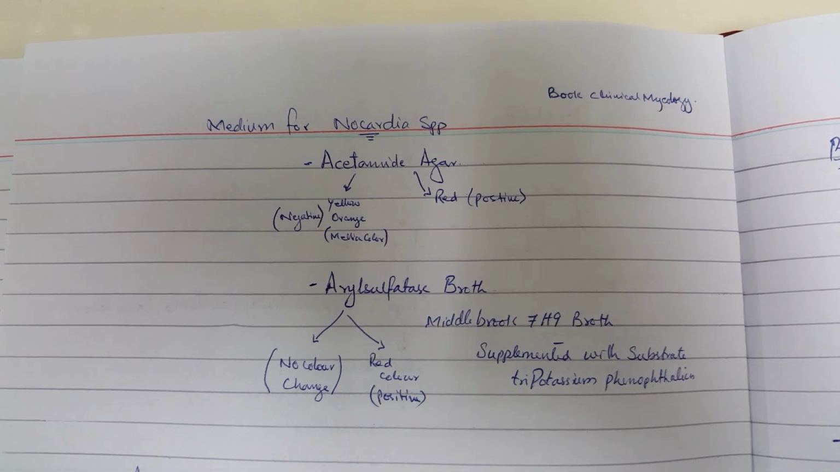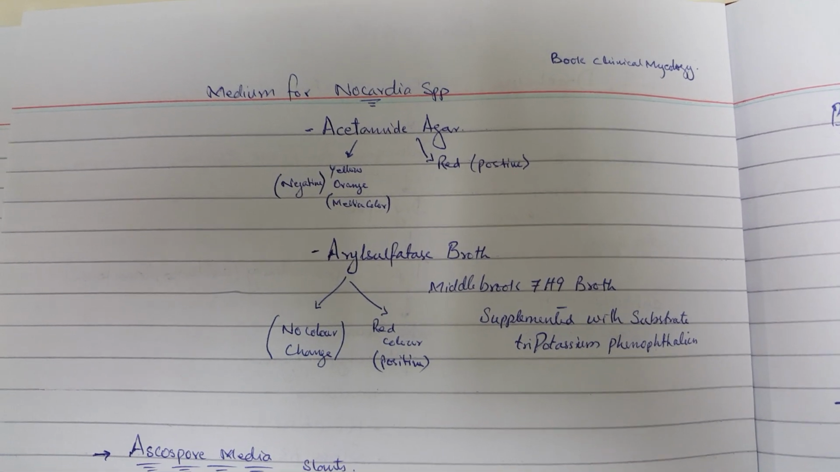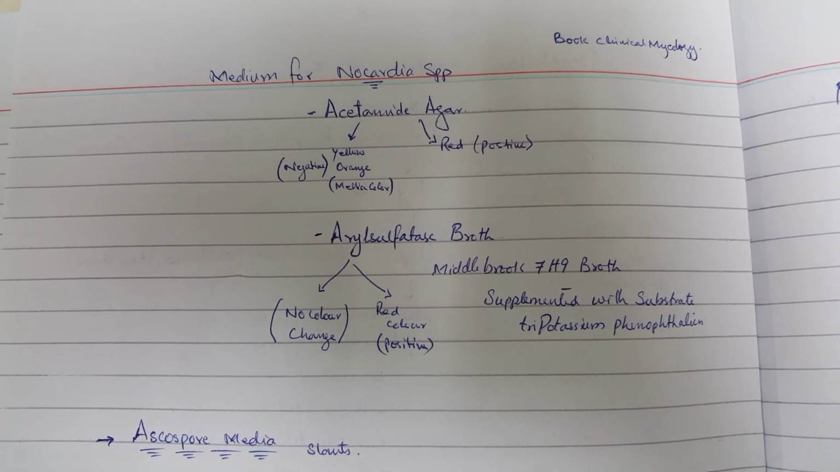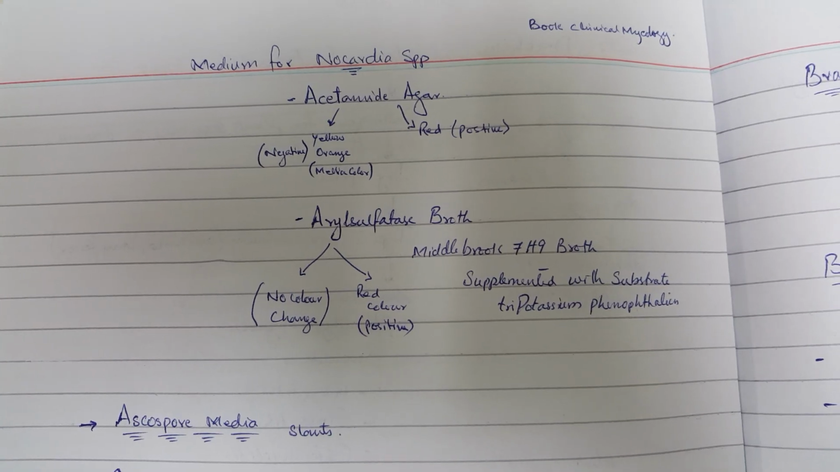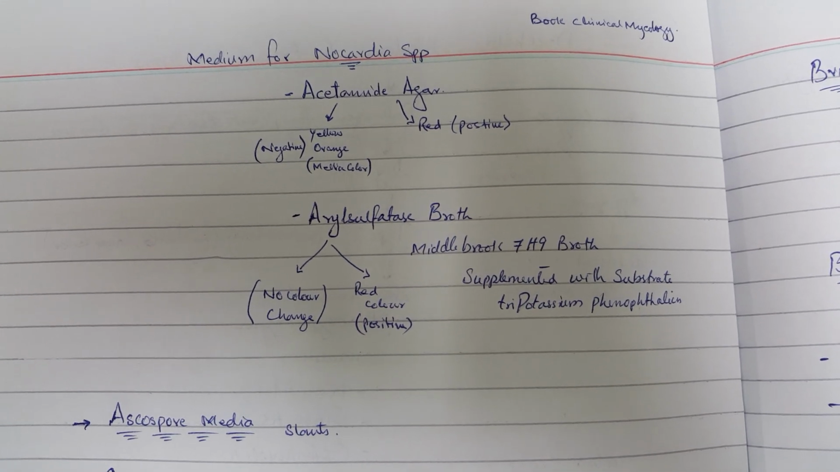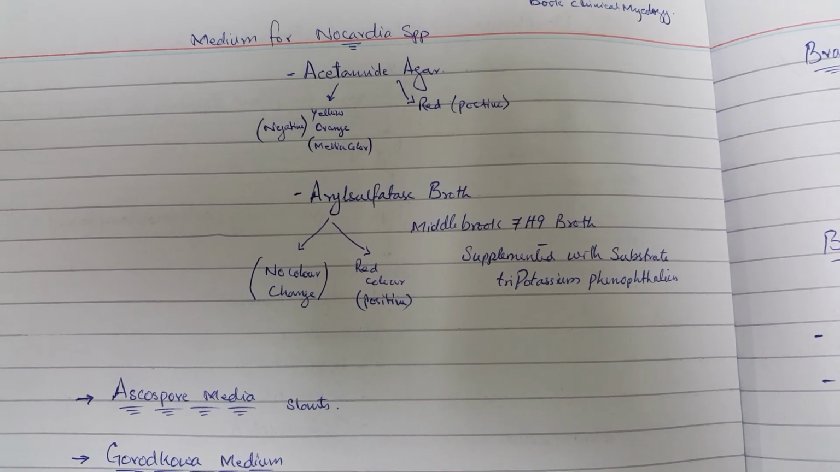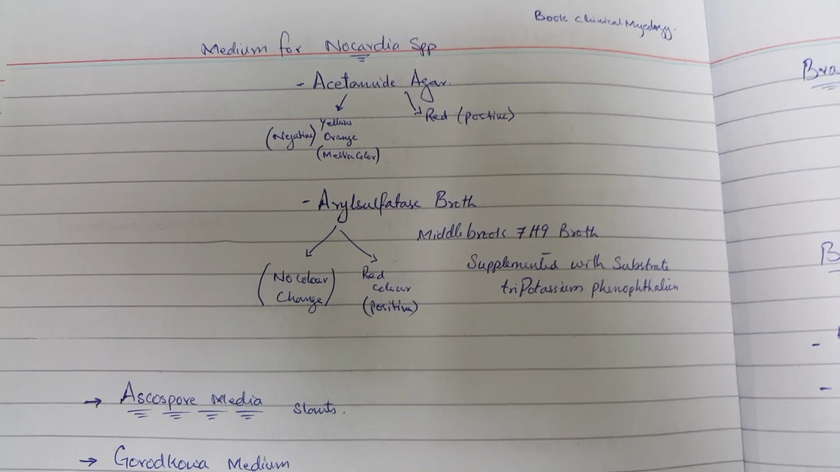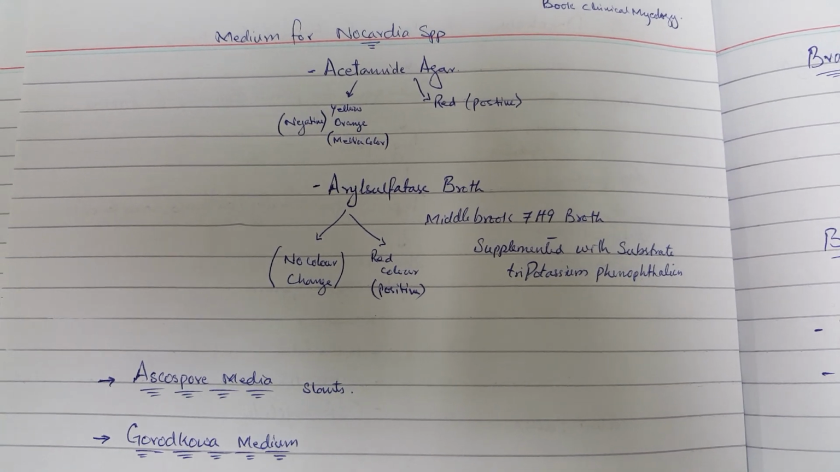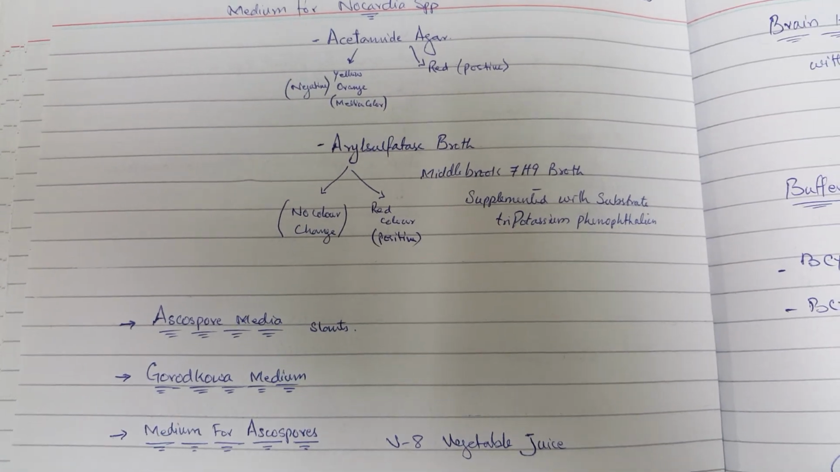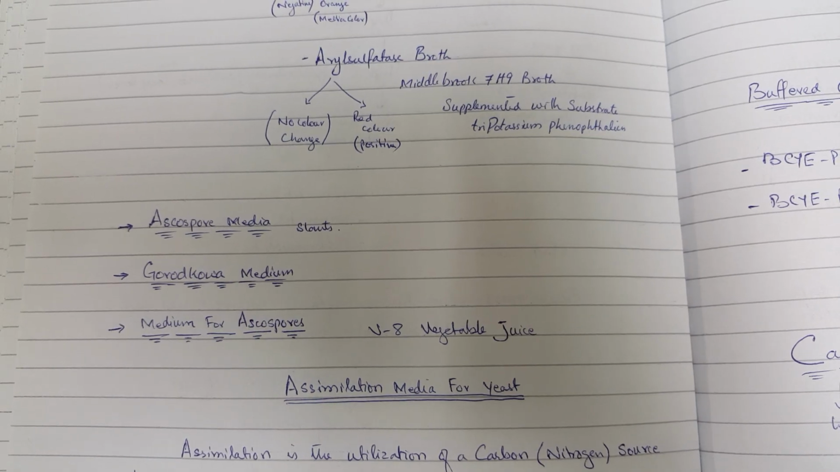For identification of Nocardia species, we use acetamide agar. In acetamide agar, the red color indicates the presence of Nocardia, while yellow-orange is considered negative. Arylsulfatase broth or Middlebrook 7H9 broth supplemented with the substrate potassium phenolphthalein also produces the same color change. If it is red, then it is considered Nocardia species, and if there is no color change, it is considered negative.